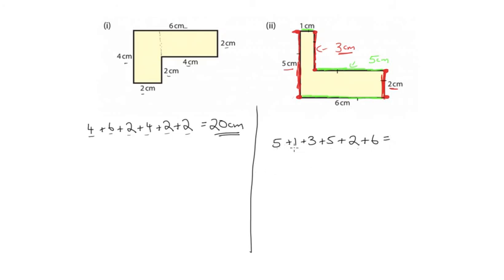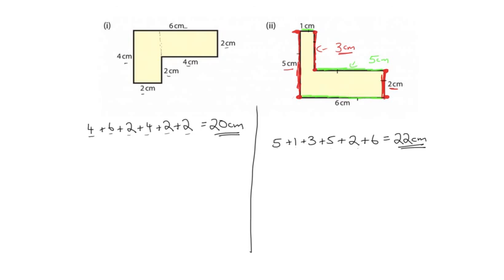5 plus 1 is 6, plus 3 is 9, plus 5 is 14, 14 plus 2 is 16, 16 plus 6 is 22, isn't it? And that's centimeters. So 5 plus 1 plus 3, let me check and make sure I've done it right. 10, 14, 20, yes, 22 centimeters. And that is the perimeter of this shape.